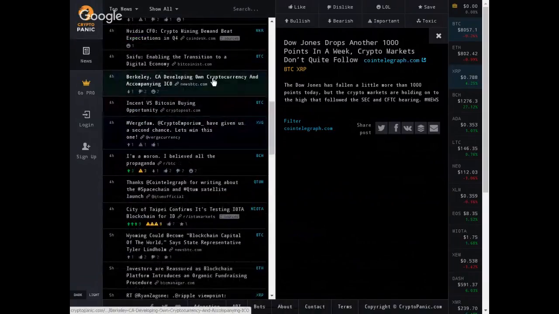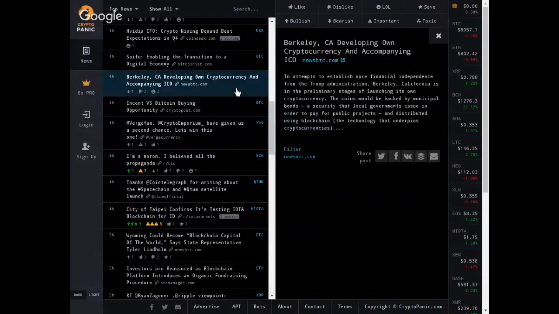Let's see here. I thought this was kind of interesting. Berkeley, California, developing own cryptocurrency and accompanying ICOs. Wow, we've really truly entered the belly of the beast there.